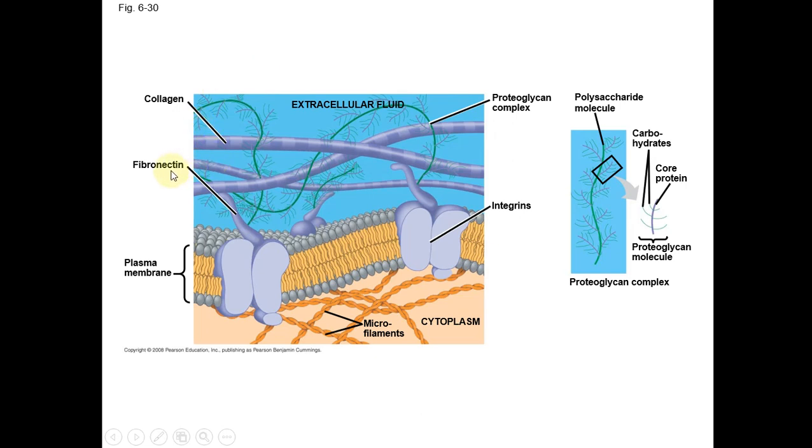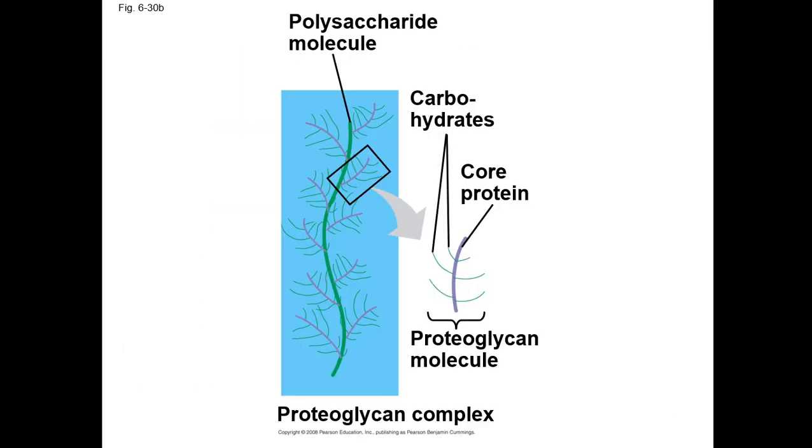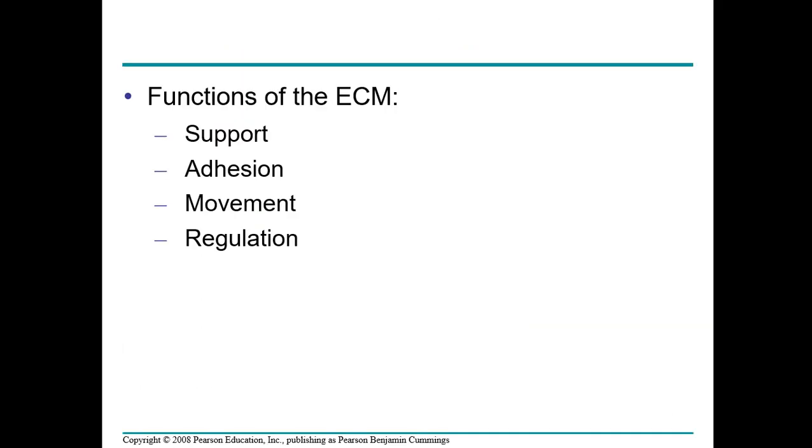So, yan. Collagen, fibronectin, yung mga proteins. So, ito yung integrin na kanina. Yung protein where a carbohydrate chain is attached. Ito. So, paki-screenshot po in order for you to study it later. Functions of ECM: support, adhesion, movement, and regulation. For animal cells lang yan.